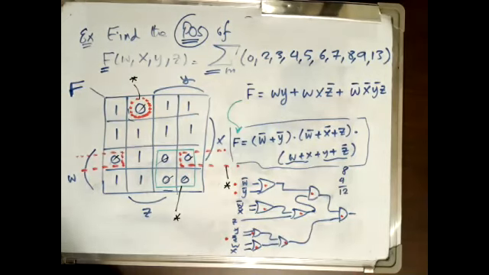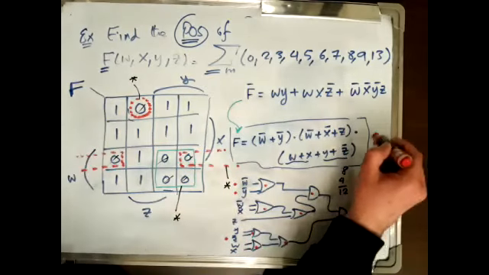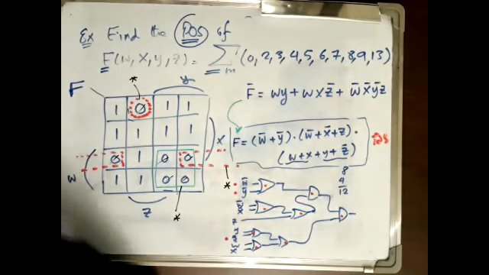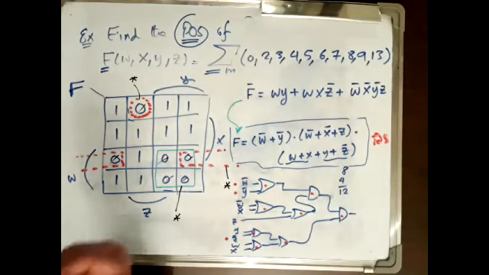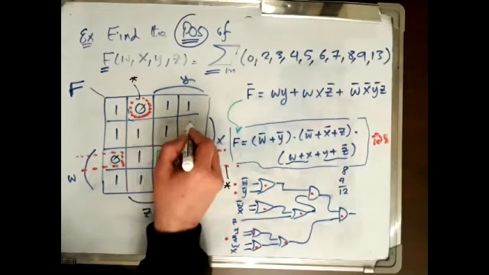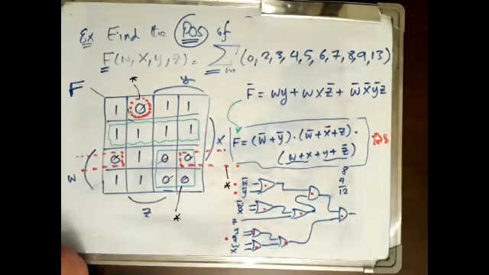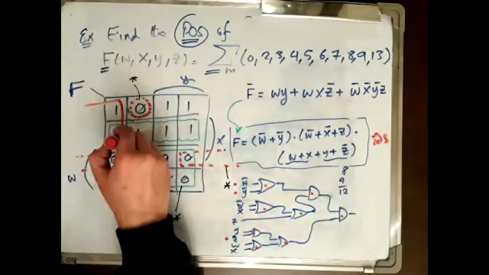Now let's try to compare what we got here in terms of product of sum. This is the POS of F. By trying to find the SOP of F directly from the map. If I ask you what is the SOP of F, you will try to find the prime implicants for F. So we have these four together, and we have these four together.